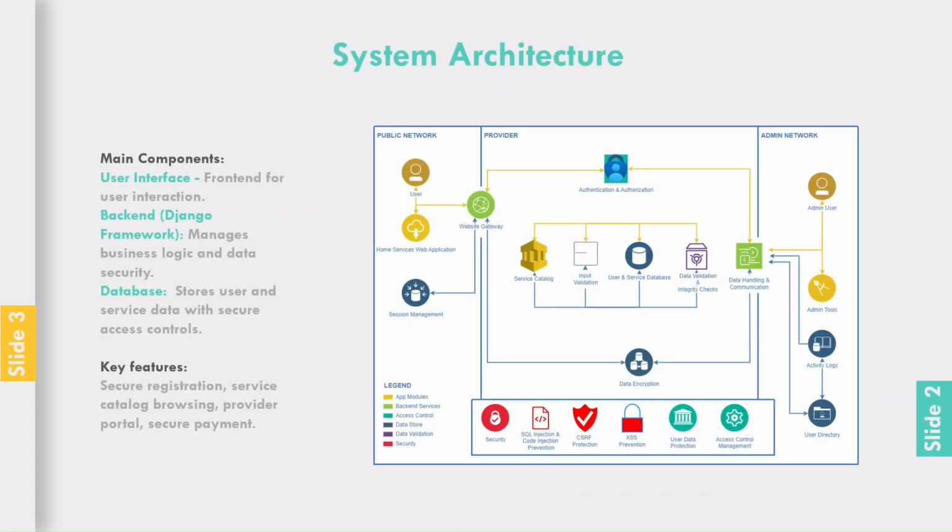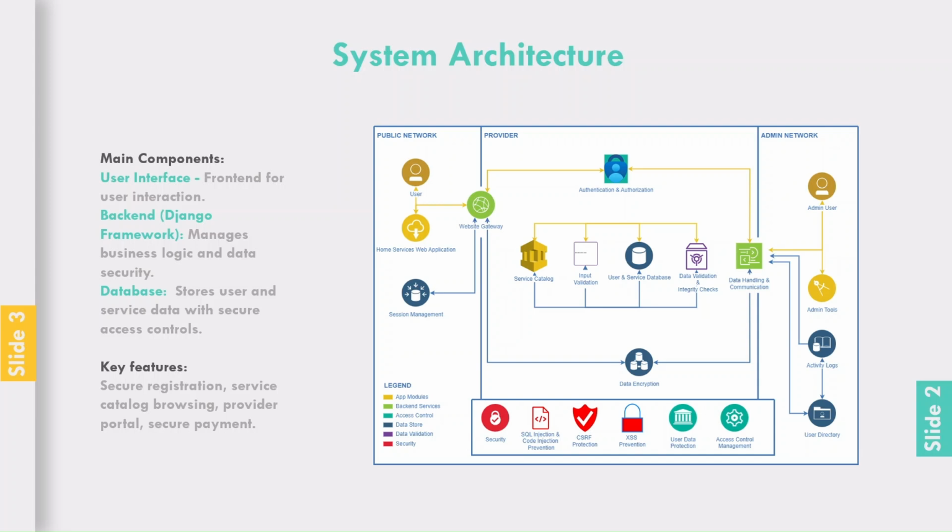So the architecture consists of the user interface, where the user interacts with the website that allows them to view and book services and provider details. The backend was done using the Django framework. This consists of data processing, service management, and enforcing security protocols that we've implemented, and we've used Django's built-in features for secure handling of requests and responses.